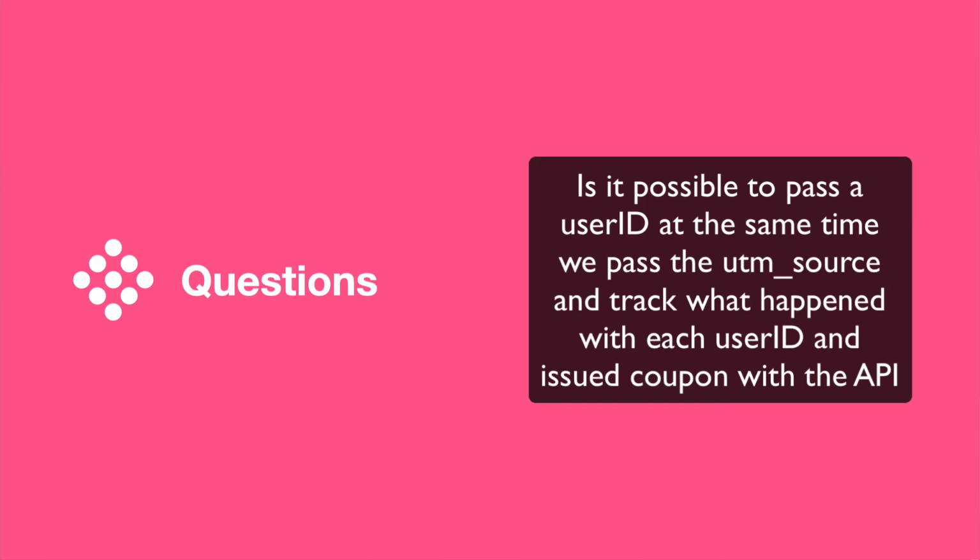Okay. And one more question for you, Patrick, from Nicholas. Is it possible to pass a user ID at the same time we pass the UTM source and track what happened with each user ID and issued coupon with the API? Absolutely. So we support 5 UTM parameters. We support UTM source, UTM medium, UTM campaign, and there's two other ones which I don't know off the top of my head, but you could repurpose one of those to pass a user ID.